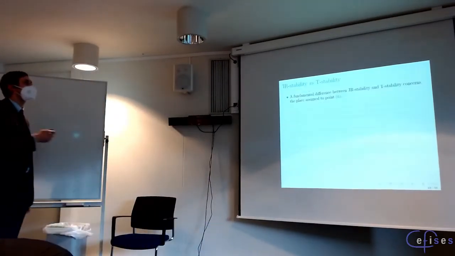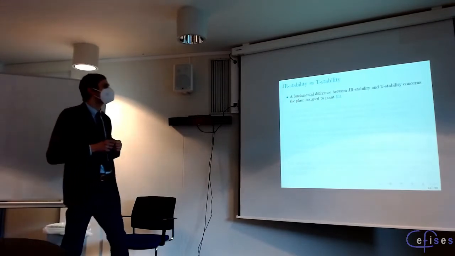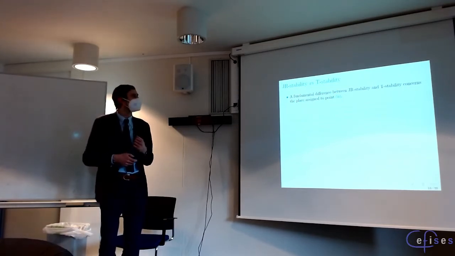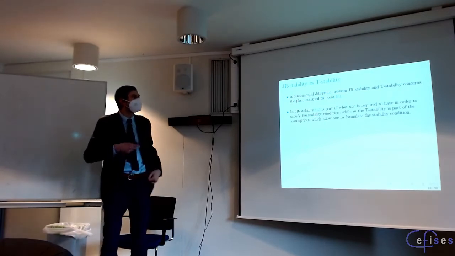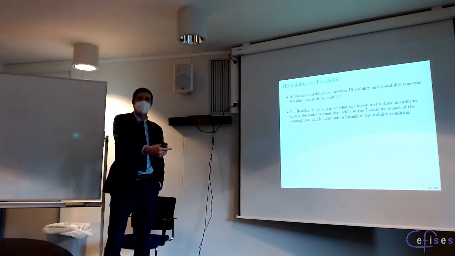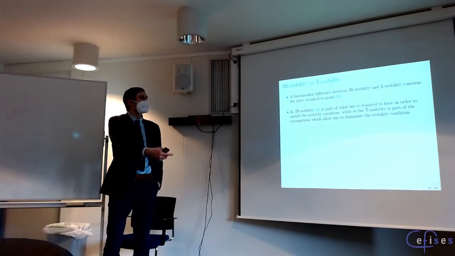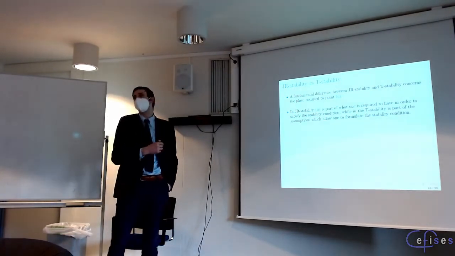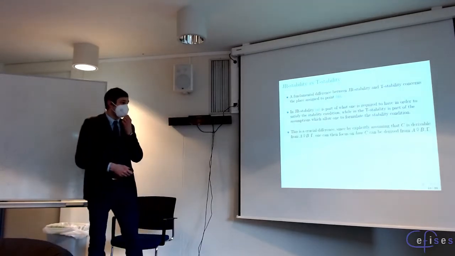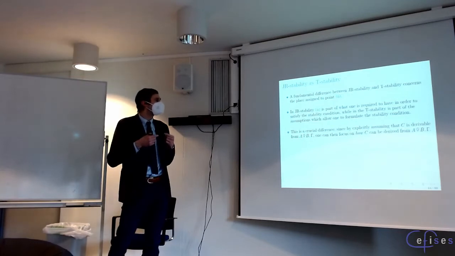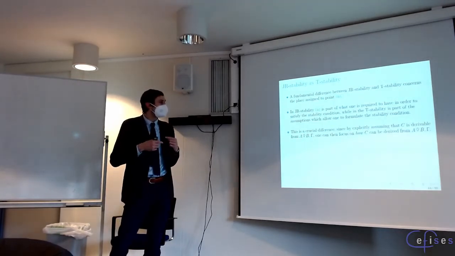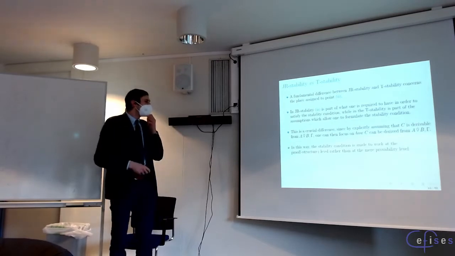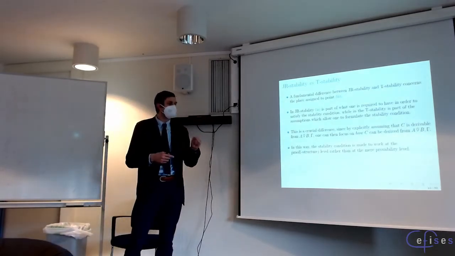Now that we have this, we can see the fundamental difference between the JR stability and T-stability. I already mentioned it, but let's see in detail. It concerns the place assigned to point 2. In JR stability, 2 is part of what 1 is required to have in order to satisfy the stability condition. While in T-stability, it is part of the assumption which allows 1 to formulate the stability condition. And this is a crucial difference, since by explicitly assuming that C is derivable from A quantum or B, one can now focus on how C is derived from A quantum or B. In this way, the stability condition is made to work at the proof structure level and not just at the mere provability level.